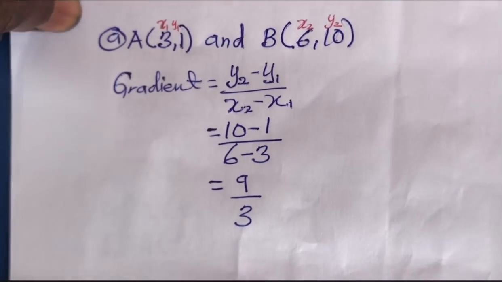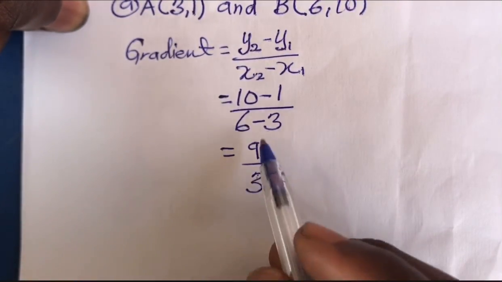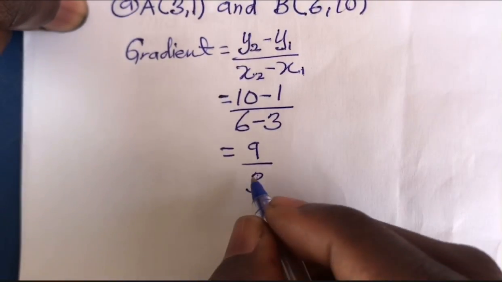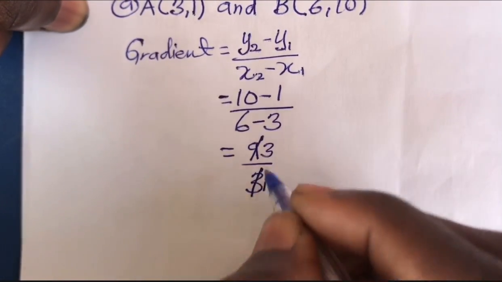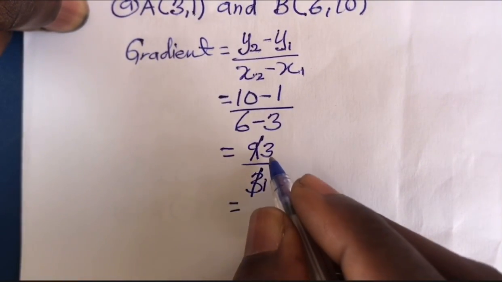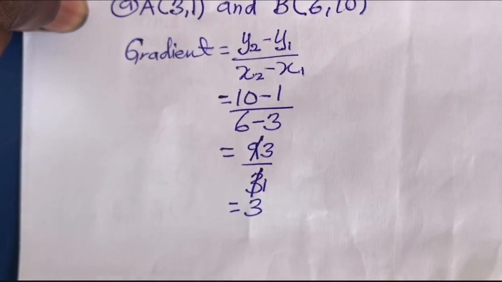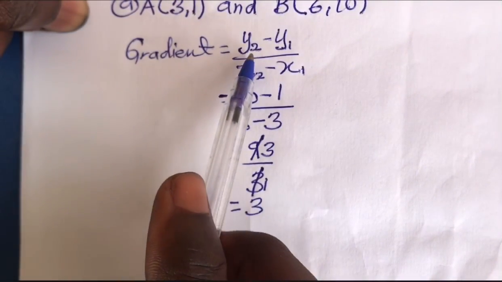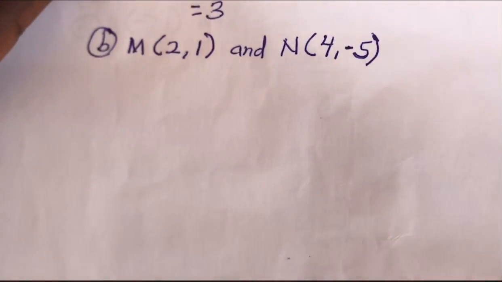So then our next question is, what number can go into 3 and can also go into 9? Our answer is 3. 3 will go into itself 1 and it will go into 9 3 times. So our final answer is 3 over 1, which is the same as 3. This means that the gradient for this particular question is 3.